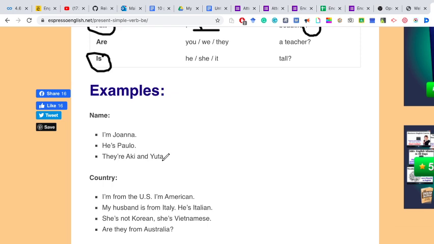Here I'm giving you four examples on which we should use the verb be. With names, we use the verb be. For example, I'm Roberto. He's Paulo. They're Aki and Yura. This is the contracted, short affirmative form of the verb be.